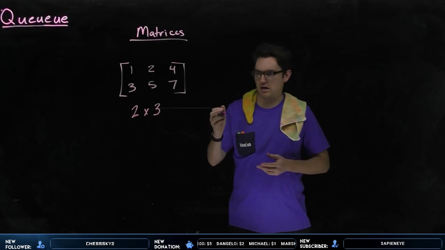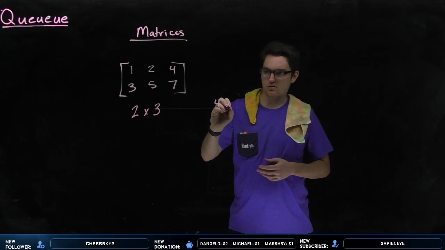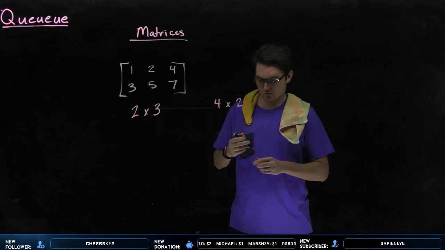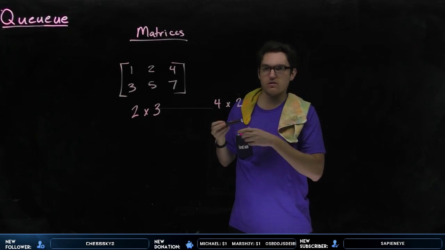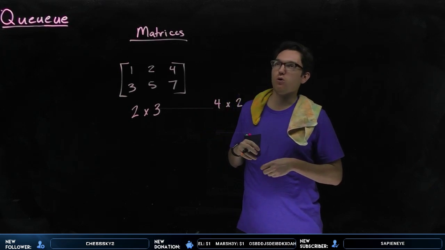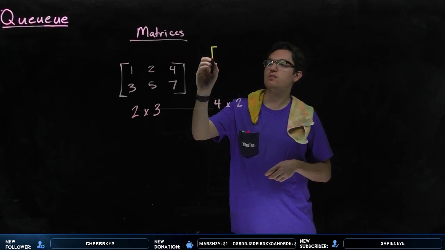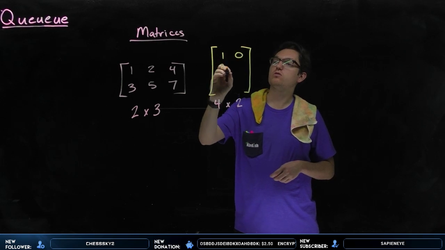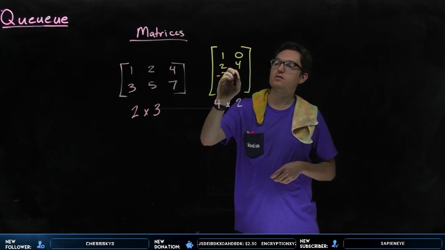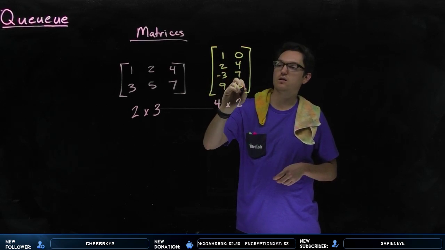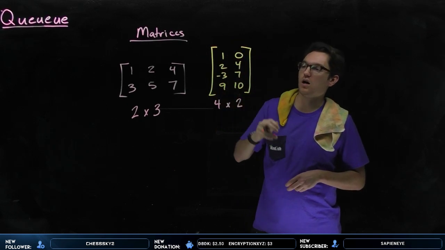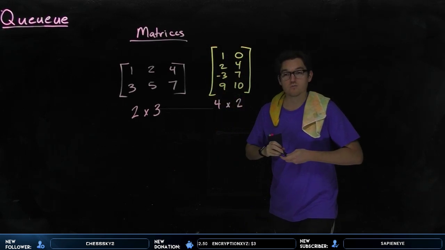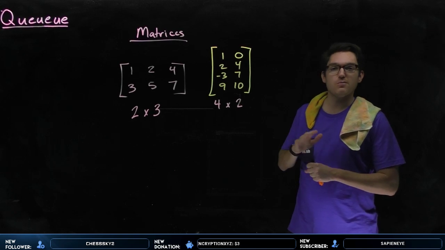So what would, I don't know, a 4 by 2 matrix look like? Sounds pretty intriguing. Let's find out. We have 4 rows and 2 columns, so this thing is very tall and thin. And we have 1, 0, 2, 4, -3, 7, 9, 10. 4 rows, 2 columns. That's a 4 by 2. Awesome. We've talked about dimensions. Everybody's into it so far.